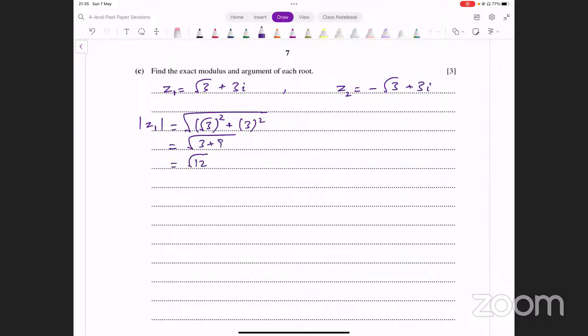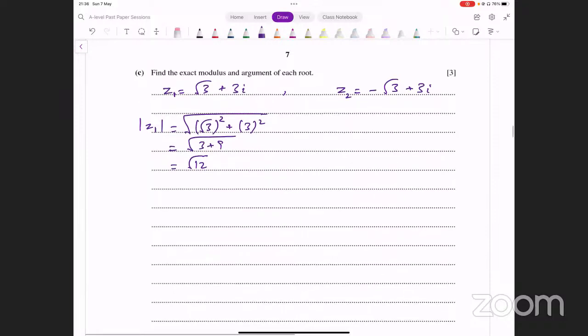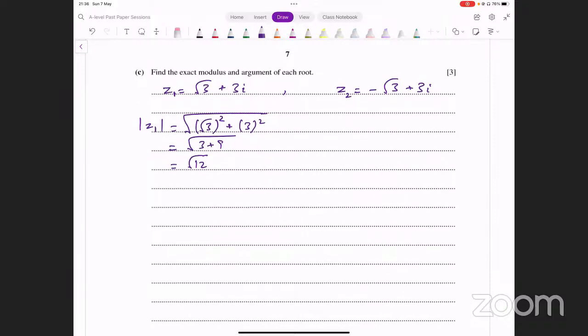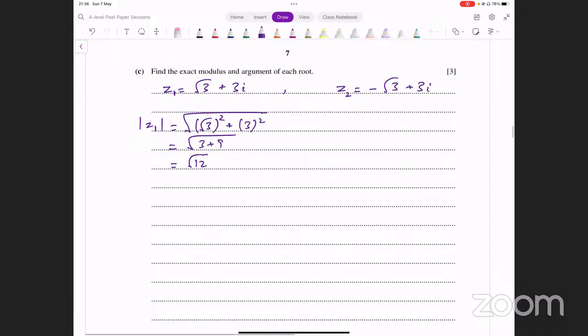We need an exact modulus. इसको इसी फॉर्म में रहने देंगे. Square root of 12 भी लिख सकते हैं, या अगर आप इसको सिंप्लीफाई करके लिखना चाहें, इसको आप ऐसे भी लिख सकते हैं 2 into square root of 3, and that's also fine. किसी भी एक फॉर्म में छोड़ सकते हैं इसको. ठीक है. Okay, so this is the modulus that we're getting from this. What about the argument now? Let's find the argument for this as well.